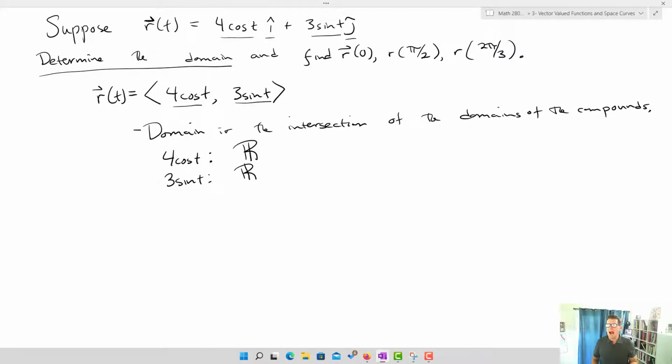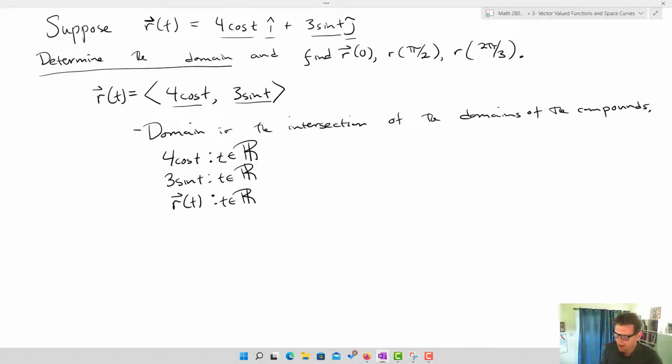Now, since both of them have all real numbers as their domains, the domain for r of t is also going to be all real numbers. I can select anything that I want for t. So t can belong to all real numbers. We can write that, and that's fine, because the intersection of all real numbers and all real numbers is just all real numbers. We do want to make sure that we are inputting values for t that give us determinate or defined values for our functions. So that's the first thing.